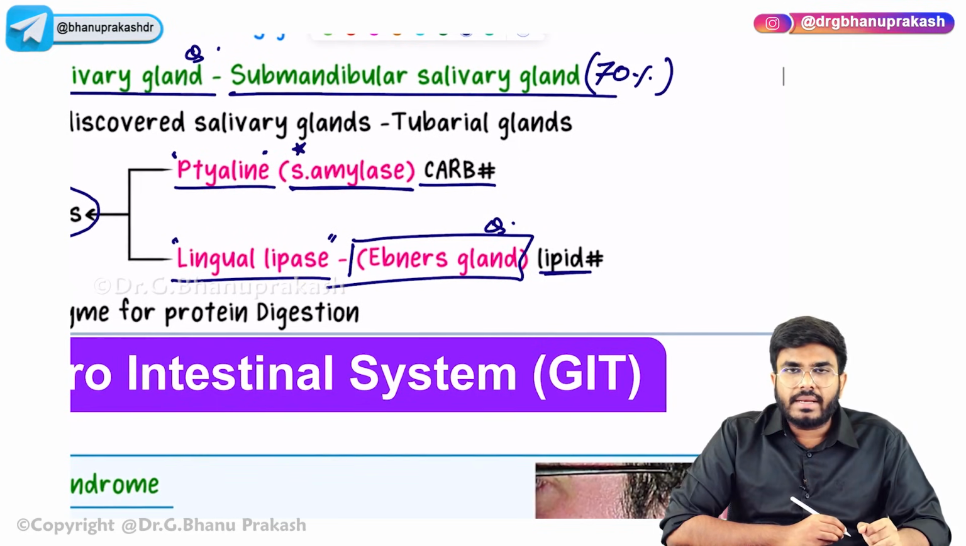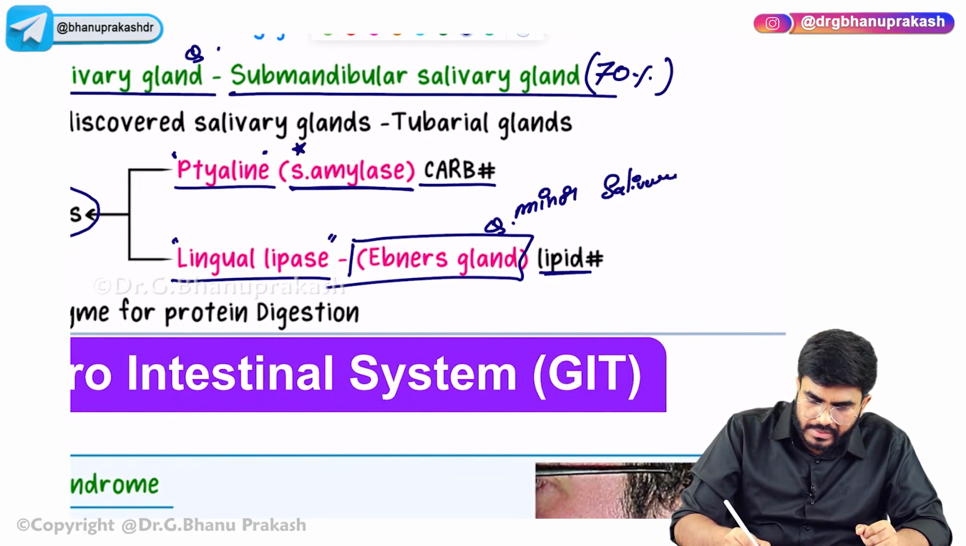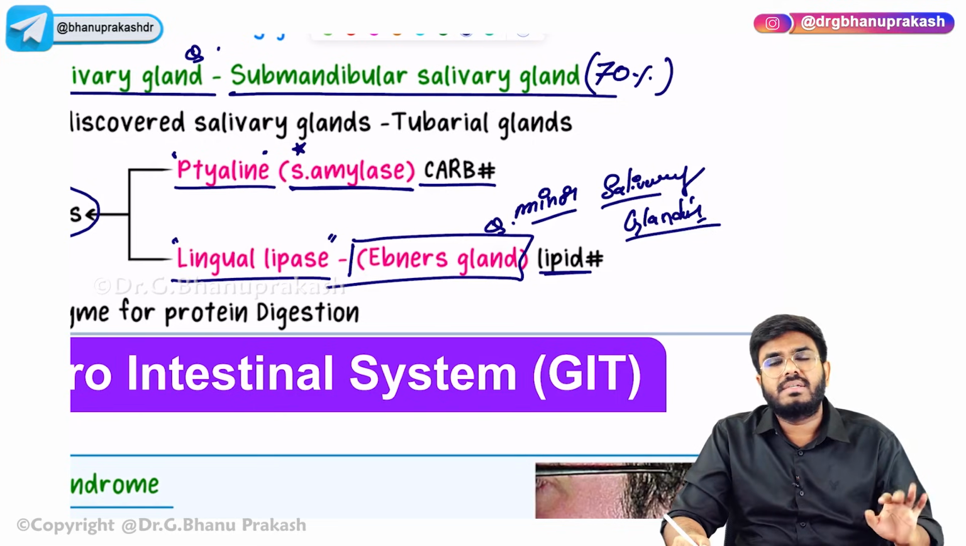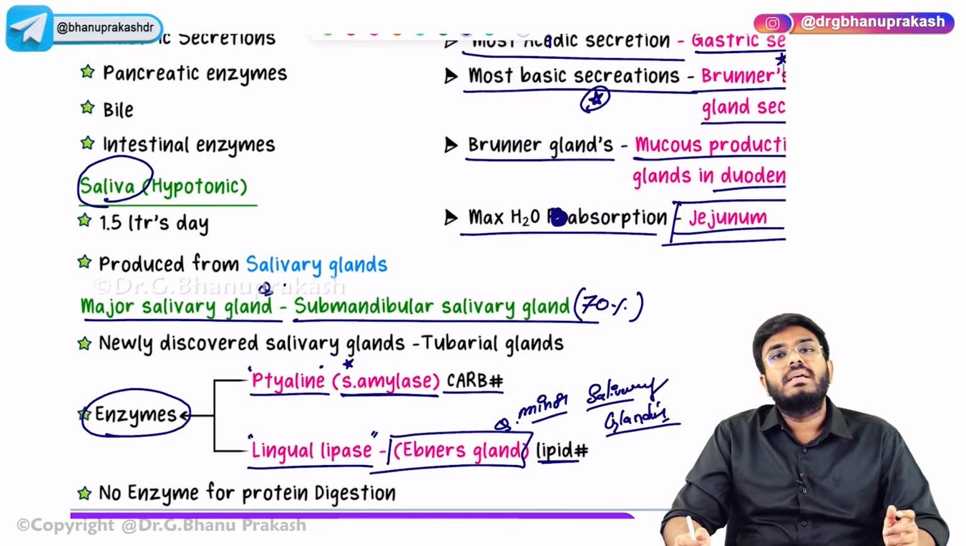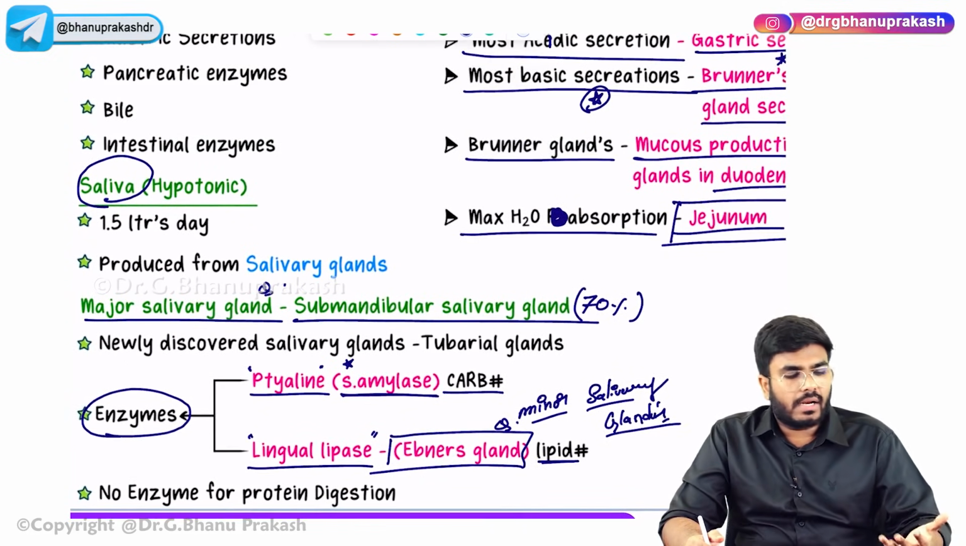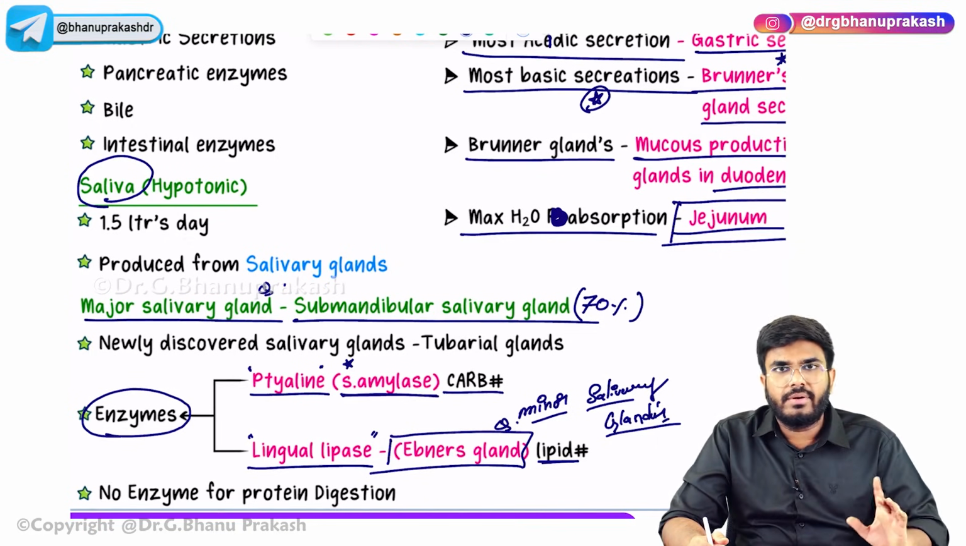What exactly are these Ebner's glands? Ebner's glands are minor salivary glands. There are thousands of such minor salivary glands, and Ebner's glands produce this lingual lipase. The point I want you to know here is that in your saliva there are carbohydrate digestive enzymes and lipid digestive enzymes, but no protein digestive enzymes. There are no proteases in your saliva. Protein digestion will not occur in the mouth. So the major salivary gland is the submandibular gland because it produces 70% of the saliva. Lingual lipase is produced by Ebner's glands. Ptyalin is also called salivary amylase and helps in the digestion of carbohydrates.